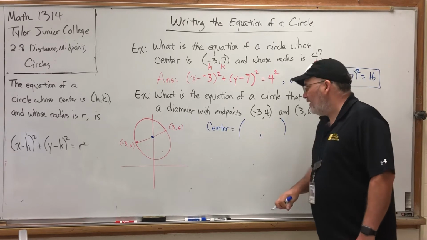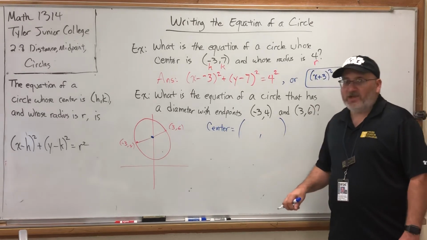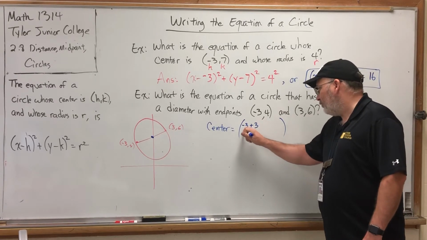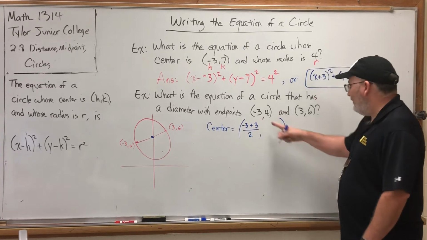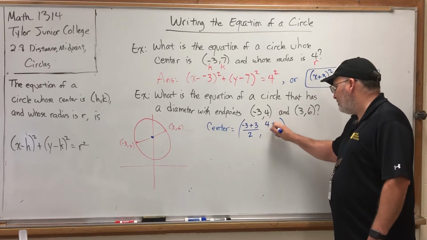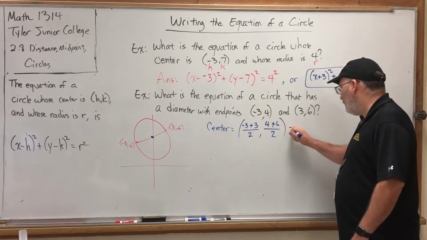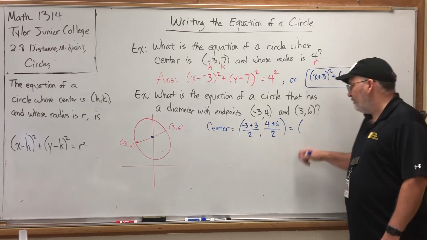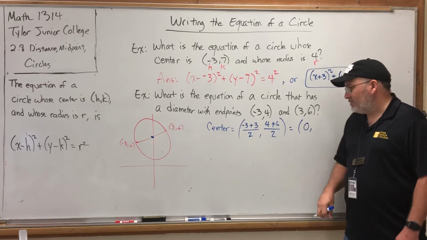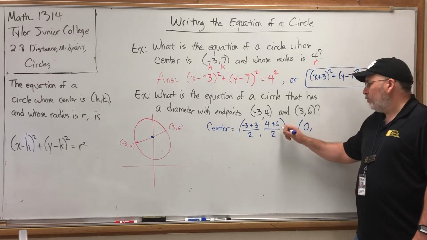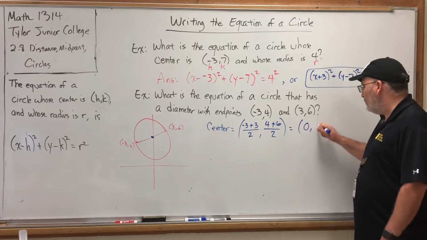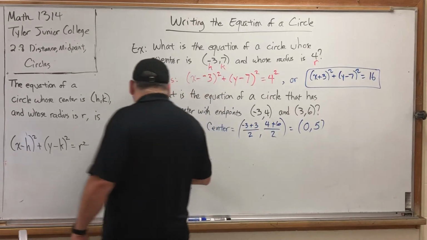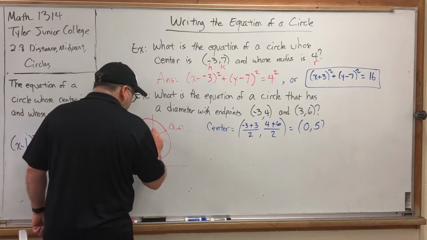And we have a formula for finding the midpoint. You average the x's and average the y's. If I average the x's, I'll set up negative 3 plus 3 over 2. And if I average the y's, I'll set up 4 plus 6 over 2. Let's not beat around the bush. Negative 3 plus 3 is 0. 0 divided by 2 is 0. That's the x-coordinate of the center. 4 plus 6 is 10. 10 divided by 2 is 5. That's the y-coordinate of the center. So we now know the center, which is good because we need that.